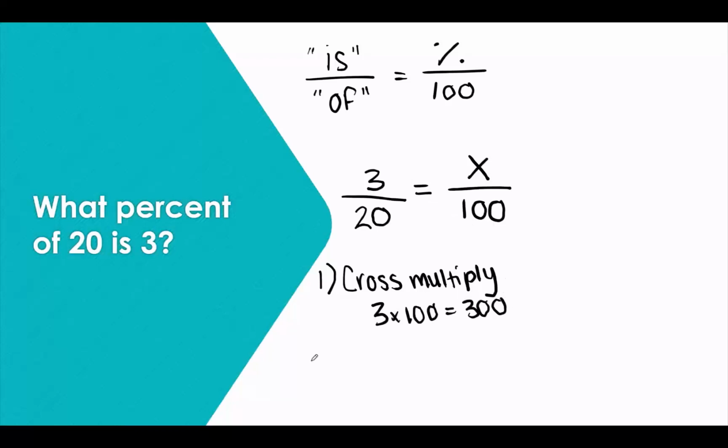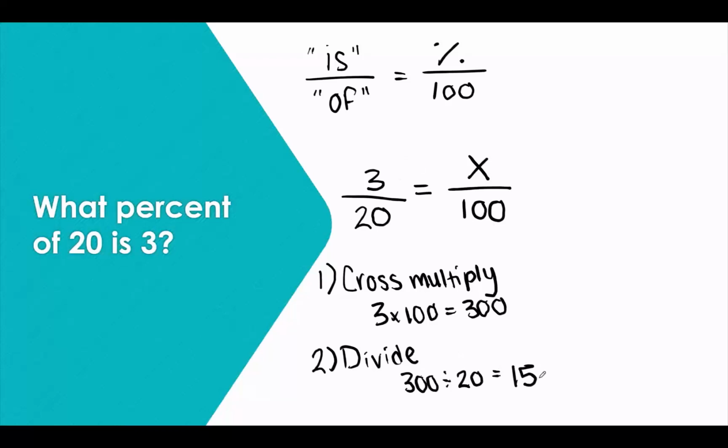Next, after I've multiplied my two known diagonal values, I'm going to divide by the last known value I haven't touched yet. So I've multiplied my 3 and 100, so the 20 is all I have left to divide by. So 300 divided by 20 equals 15.